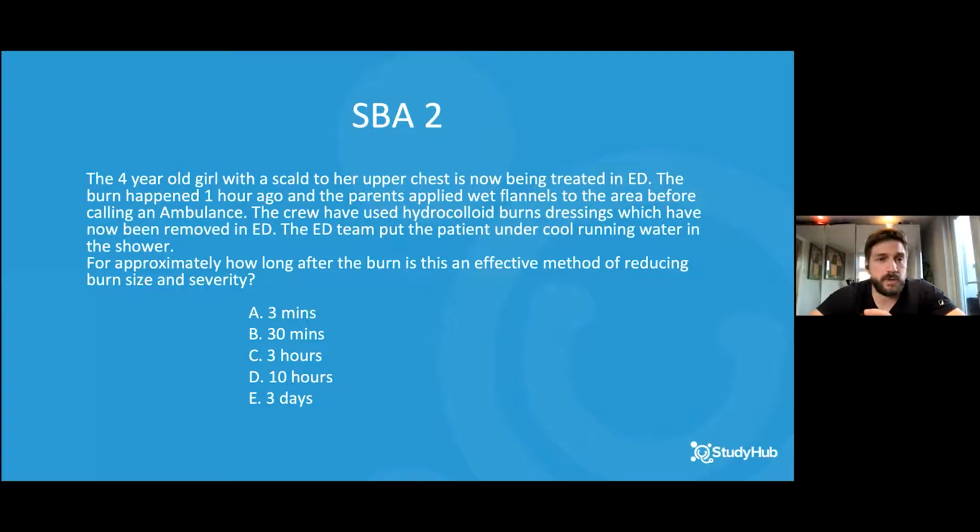Moving on to SBA 2. This 4-year-old girl had the scald to the upper chest. She was being treated in ED. The burn happened 1 hour ago. She had some wet flannels applied. They used some hydrocolloid burns dressings, which have now been removed. The ED team have put her under cold running water. Approximately how long after the burn is this an effective method for reducing the burn size and severity?